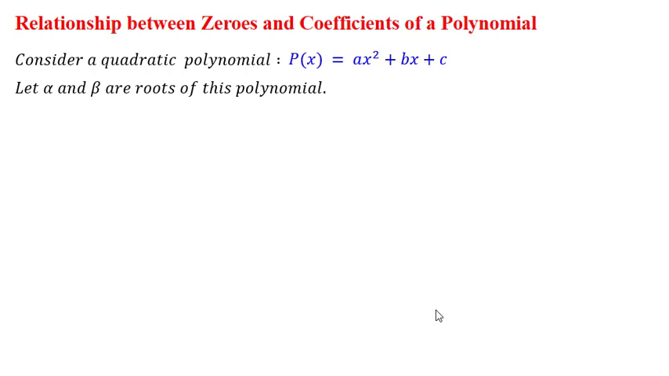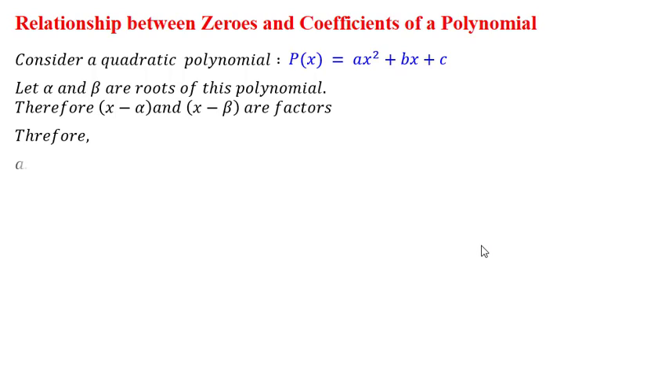Now let us consider a quadratic polynomial p(x) equal to ax square plus bx plus c. Let alpha and beta be the zeros of the polynomial. We will consider two zeros as alpha and beta, as we know that for a quadratic polynomial there are a maximum of two zeros. So let the two zeros be alpha and beta. So x minus alpha and x minus beta will be the factors.